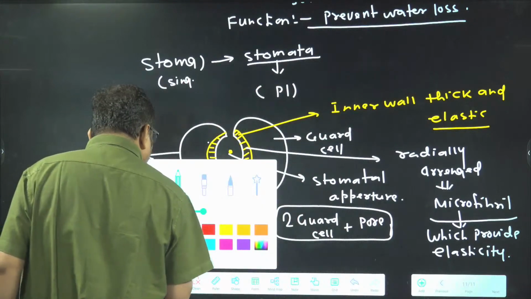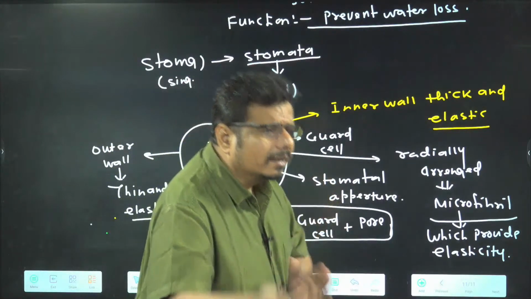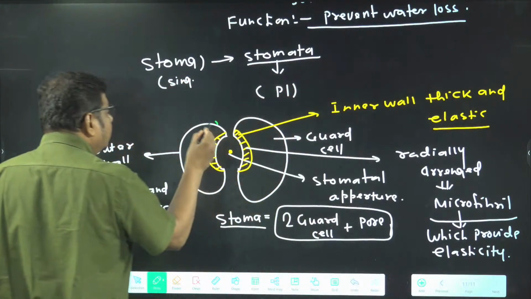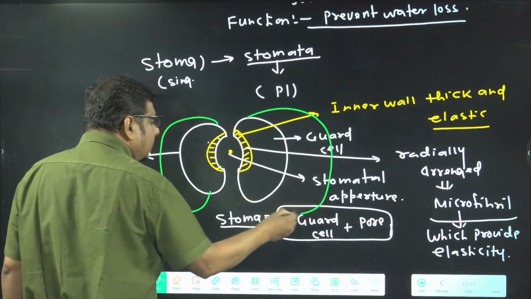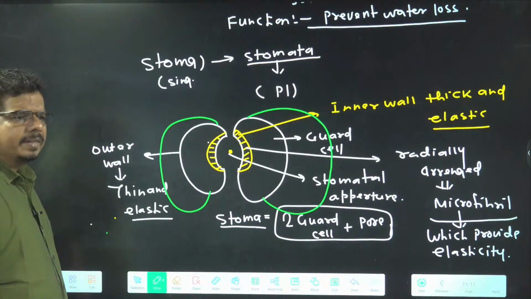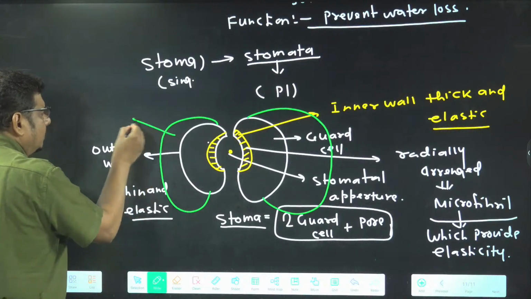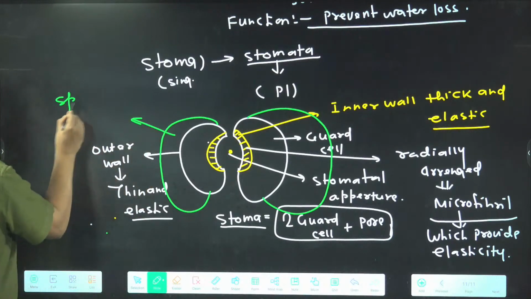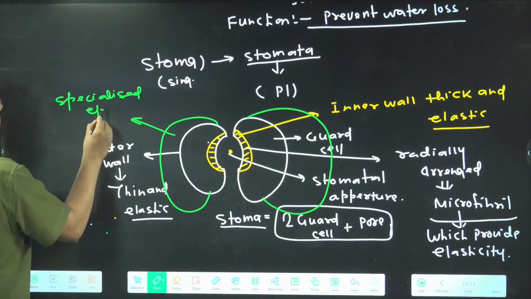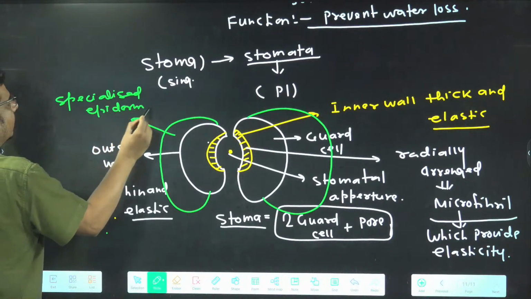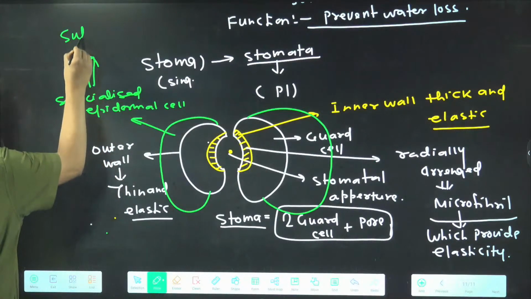Now, NCERT wrote in the vicinity of. Vicinity means neighbor. In the neighbor of the guard cells, another specialized epidermal cell is present. In the vicinity of the guard cell, what? Another specialized epidermal cell. And what is the name of this specialized epidermal cell? Subsidiary cell.